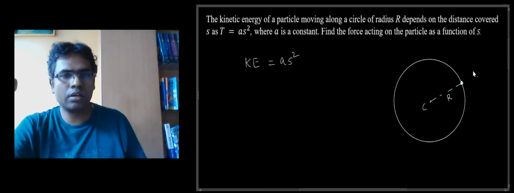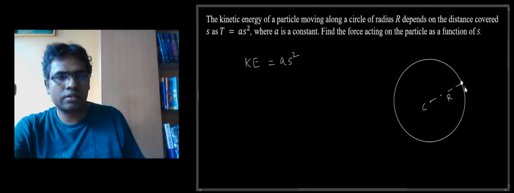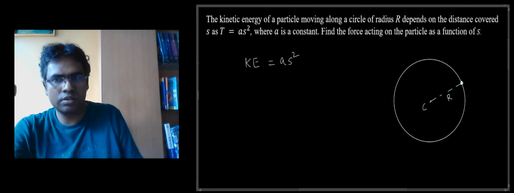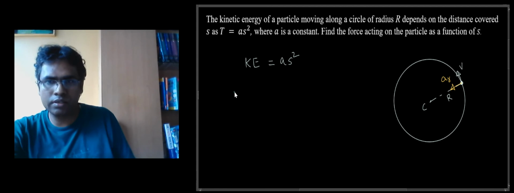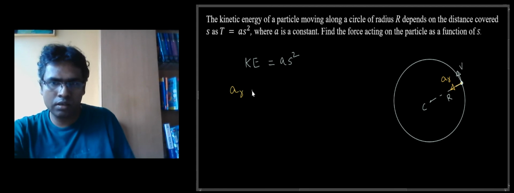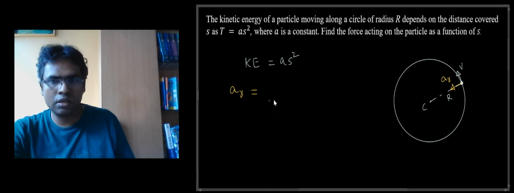Now if a particle is moving around a circle, it will experience an acceleration towards the center of the circle. So that's our centripetal acceleration, AR. So if v is the velocity of the particle, the centripetal acceleration AR, if you have studied circular motion, then you know that the centripetal acceleration or the radial acceleration is v squared over r.